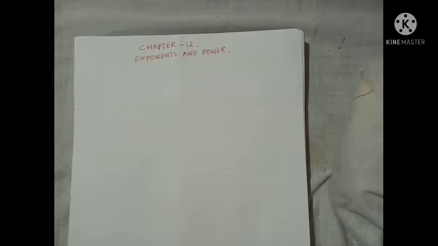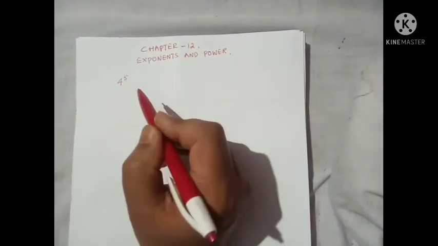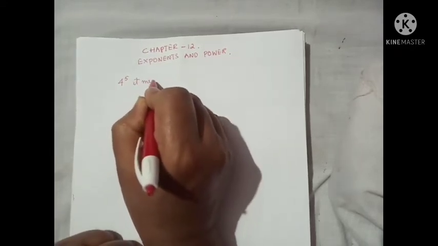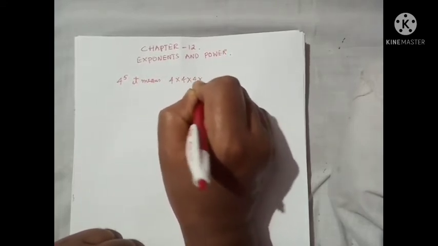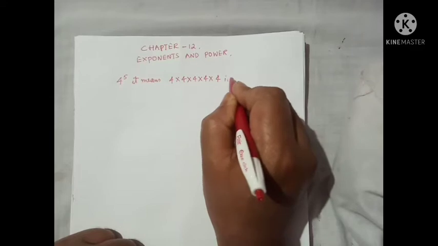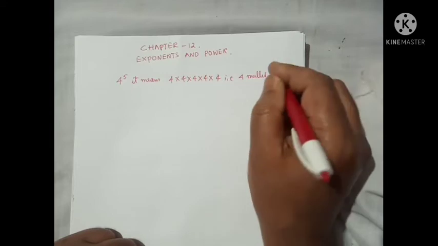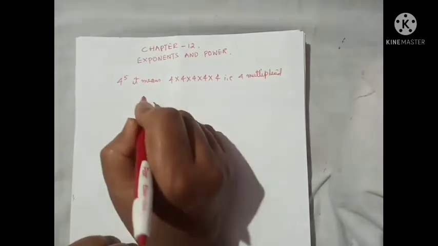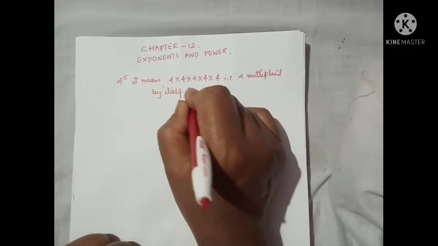We know that when we write 4 to the power 5, how will we write it? It means 4 should be multiplied by 4, 5 times. That means 4 multiplied by itself 5 times.